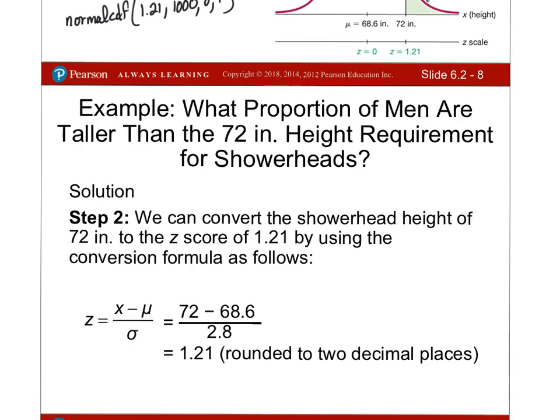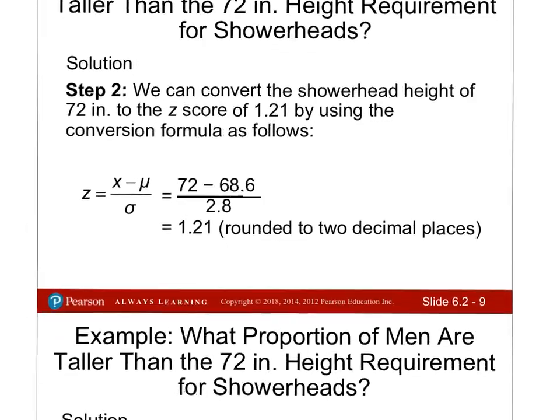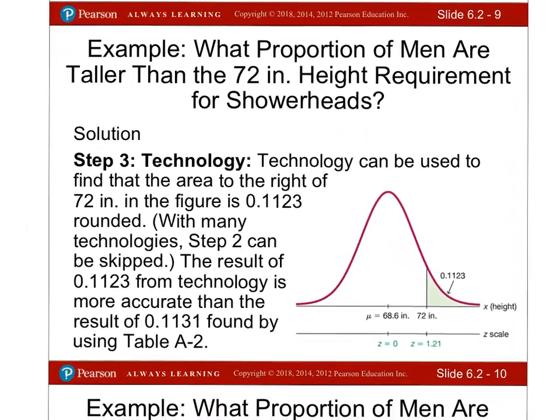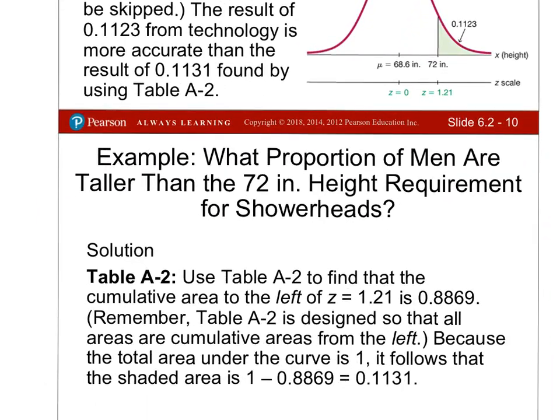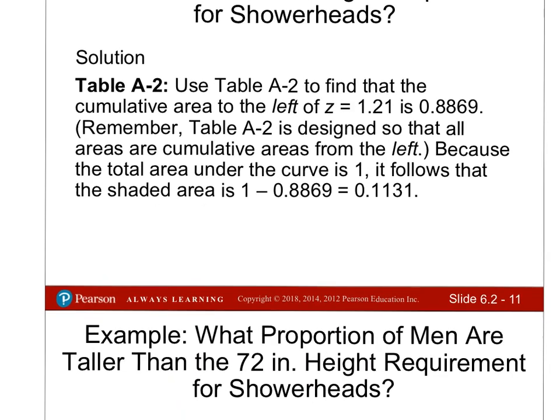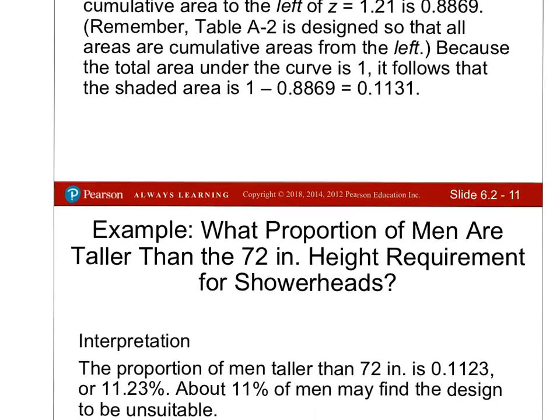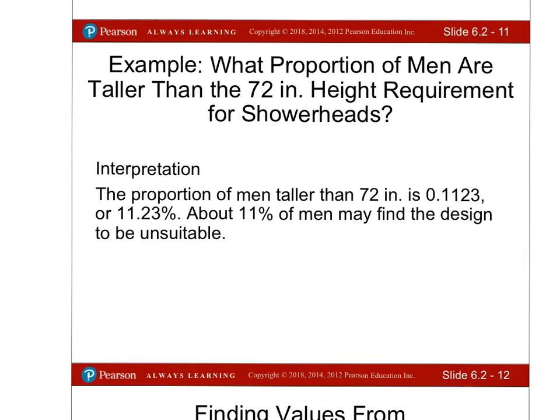All right, let's look at another one. What proportion of men are taller than 72? I guess we're still working on that. These are just the slides that show you the work. 0.1123, which we already went through. There it is using the table, 0.8869, and there's our 0.1131. So how do we interpret that? That's important because it's one thing to be able to find the answers.